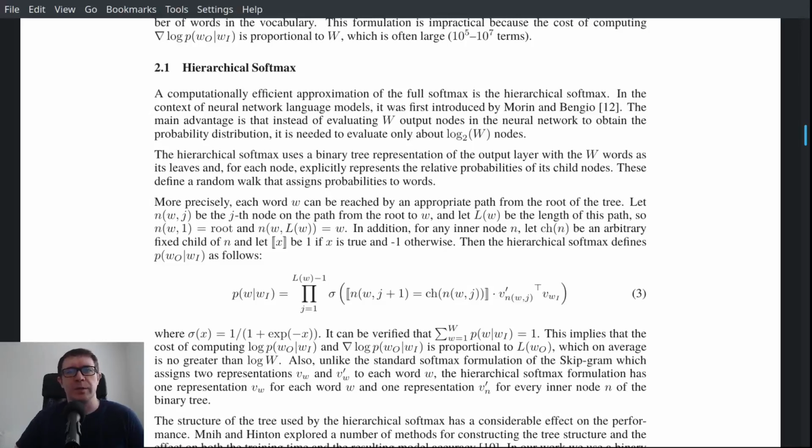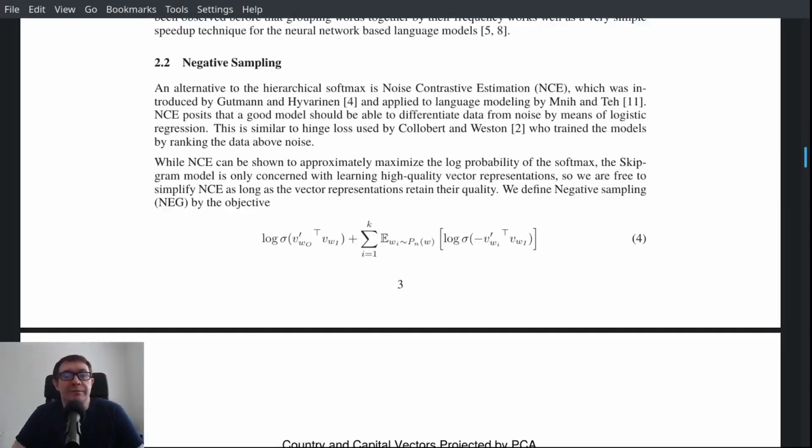We don't implement this in the course because I figured binary trees and stuff like that would probably be a little bit too abstract for beginners, and ultimately we discover that this hierarchical softmax, while being an improvement on the full softmax, is not as effective in general as the negative sampling. So I kind of toss that aside because it's just not as effective and a little bit harder for beginners to learn. Scrolling on down, they have this negative sampling concept.